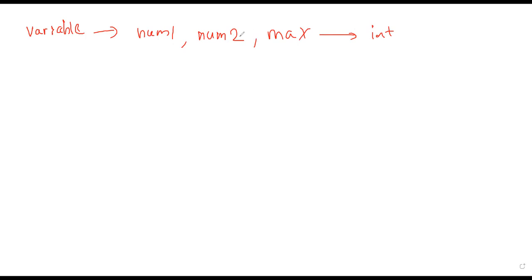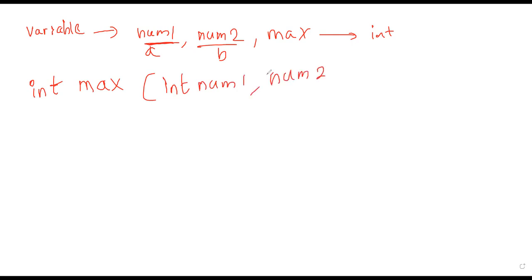You can take any names, A, B, number one, number two, anything. And I wanted to get the maximum number. In that case, I create another function to get the maximum number. There should be two arguments passed to this function, integer number one and integer number two, passed to this max function.